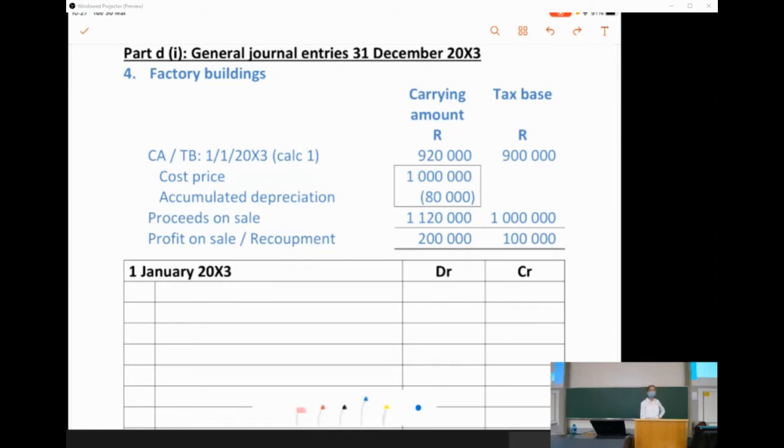At the beginning, on the first day of 20X3, here we had our carrying amount and our tax base that we calculated just now. This 920,000, and this is now for the factory building only, consists of the original cost and the accumulated depreciation. Then I sell it for 1.12 million. So for the buildings, I have an accounting profit of 200,000, but for tax purposes, we have the recoupment of 100,000.